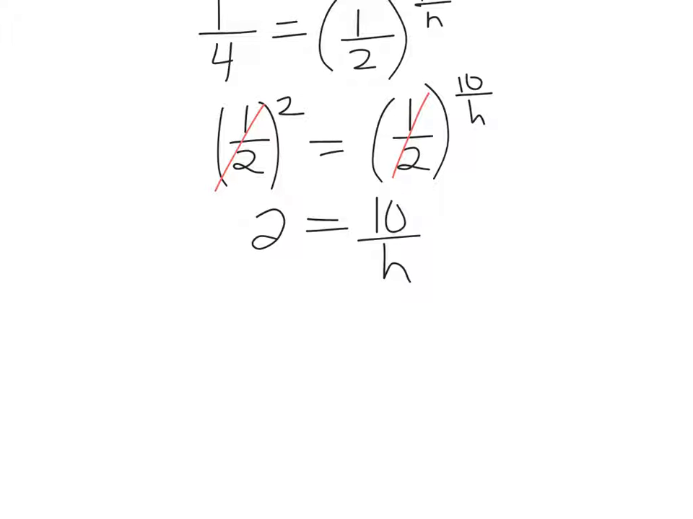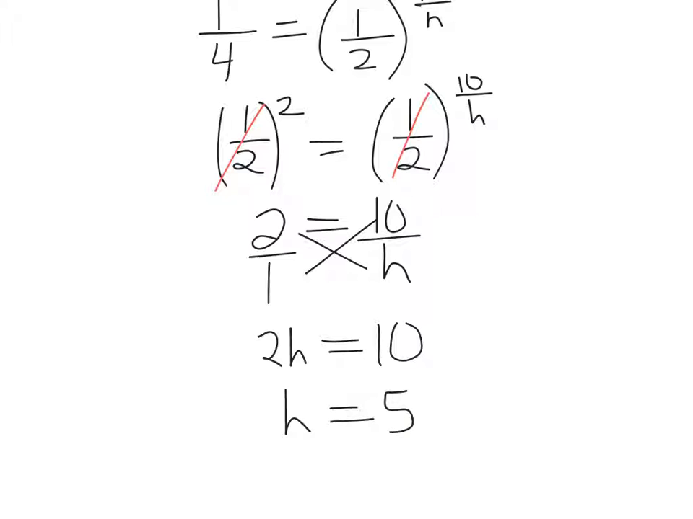Does anyone know what h would have to be here? You kind of cross multiply, yeah. That's one way. If you put this over 1, you can cross multiply these, and you can get 2h equals 10, and then h equals 5. Or you can use your brain a little bit. I know that some of us avoid that, but if 2 equals 10 over h, you think 10 divided by some number is 2.